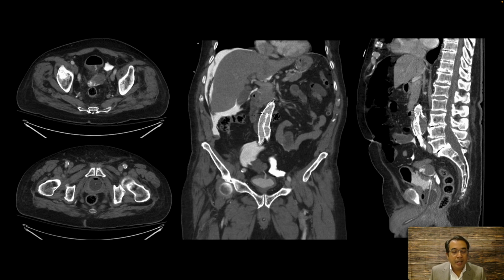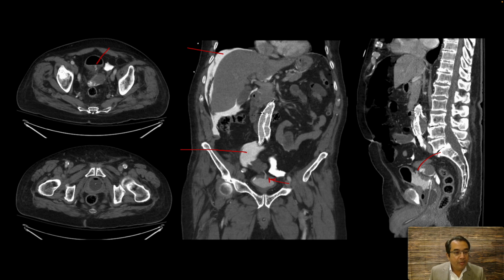And on this slide, we have several images from the CT scan showing contrast extravasation to the intraperitoneal compartment around the liver. Also showing this defect in the bladder wall from where the contrast is leaking. Also on the sagittal image, we see the defect in the superior wall of the urinary bladder. Also seen here on this coronal image.